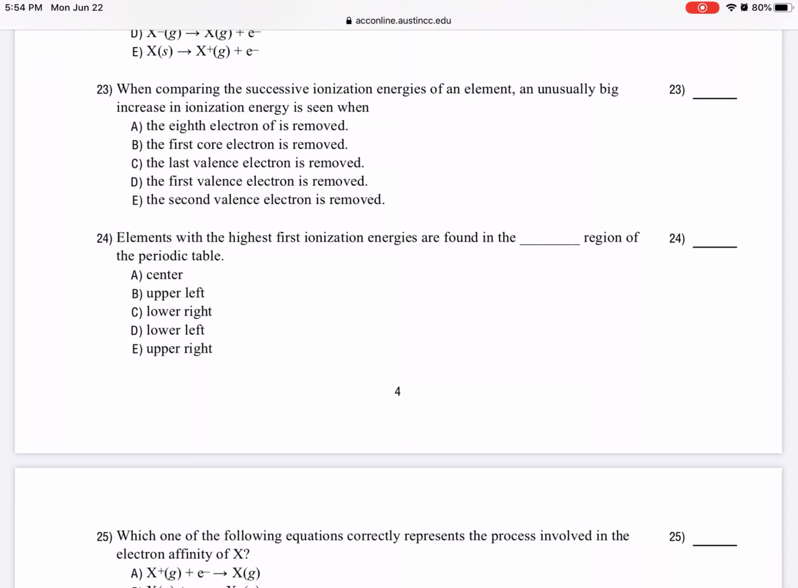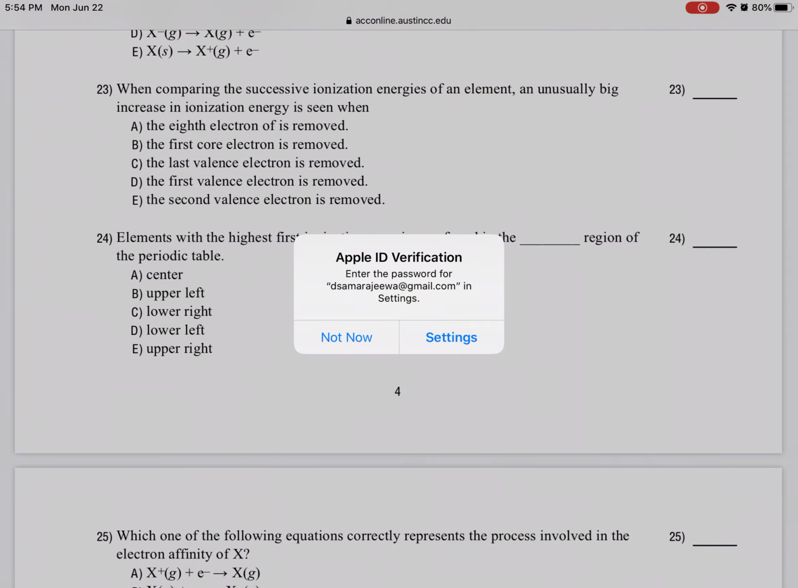And number 24. Elements with the highest first ionization energies are found. Highest first ionization energy means it would become difficult for it to remove an electron. Normally, low ionization energies are available for the metals to form metal cations. And it would be harder for nonmetals to lose an electron because they are electronegative. They like to gain electrons.